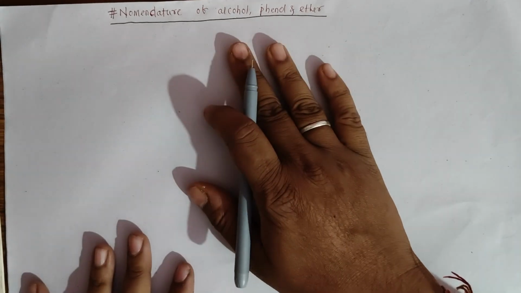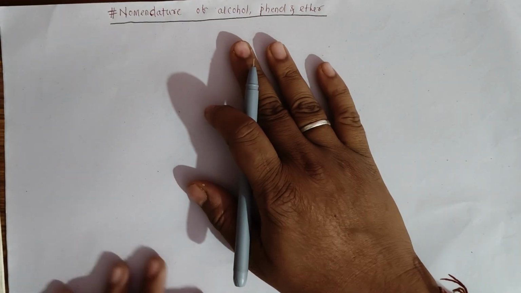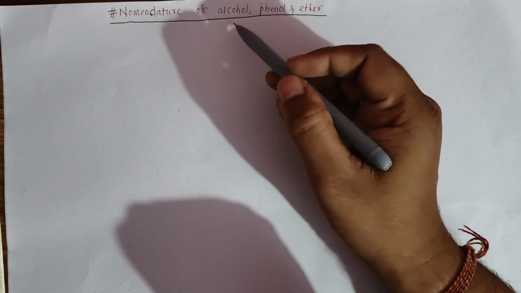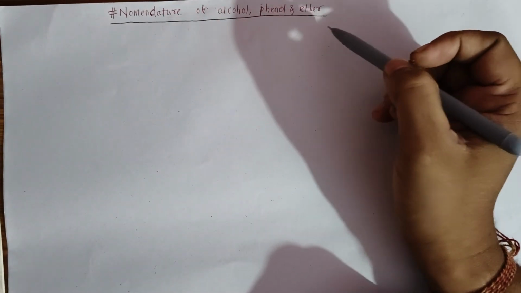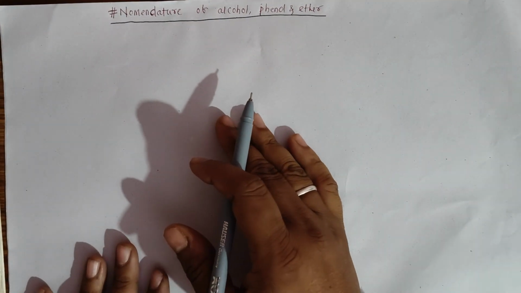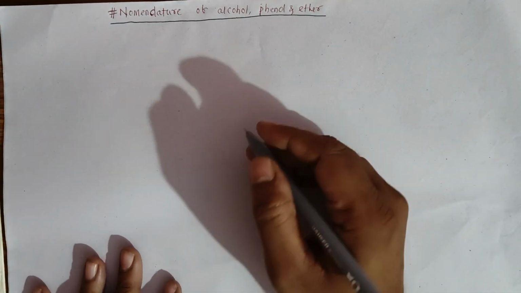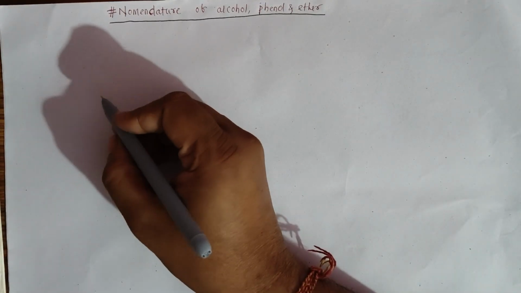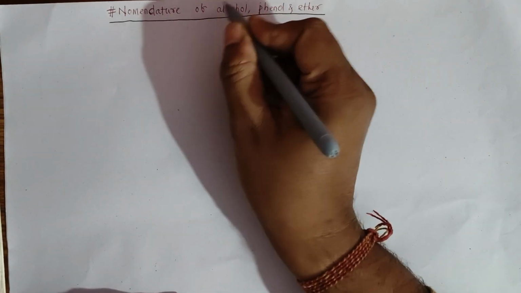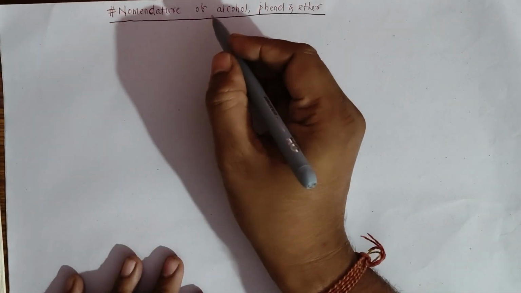Good evening, everyone. Today we'll discuss the nomenclature of alcohols, phenols, and ether. One by one we'll discuss: first of all alcohol, then phenol, and the last one is ether. So, just simple IUPAC names. First of all, let me tell you the rule of naming the alcohol.